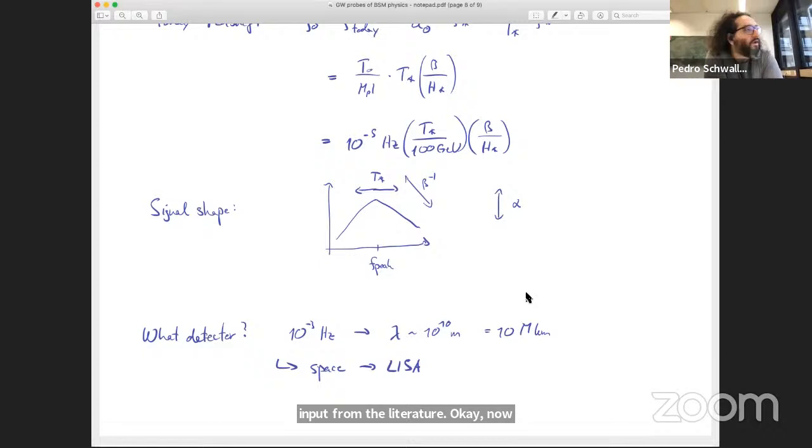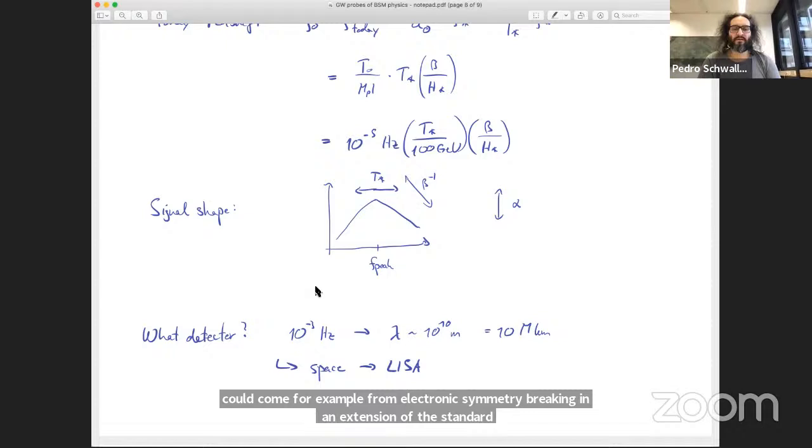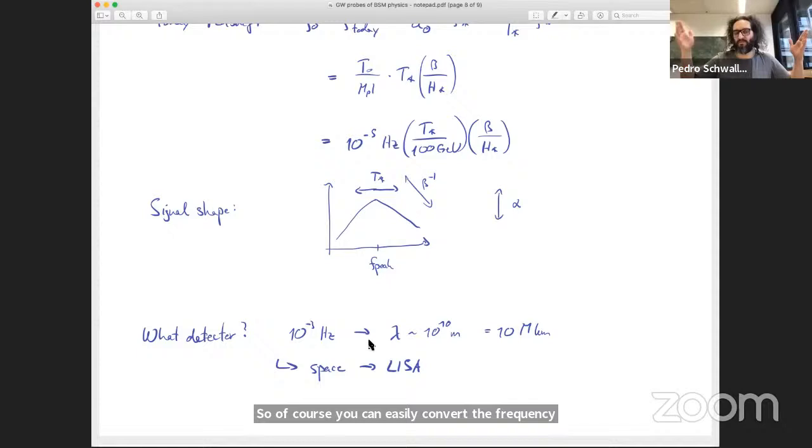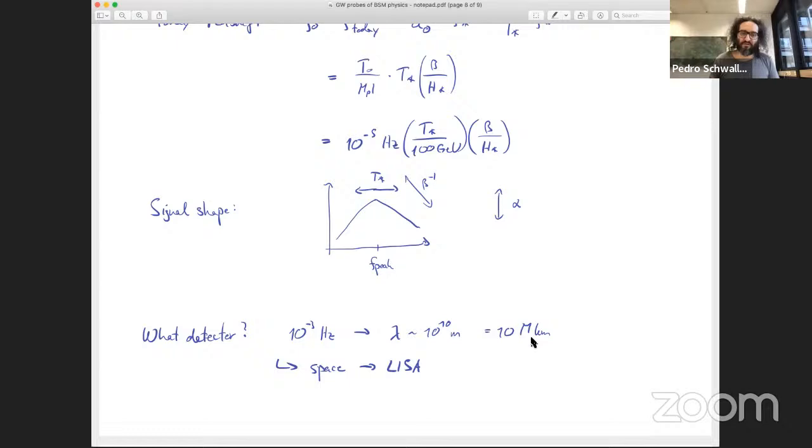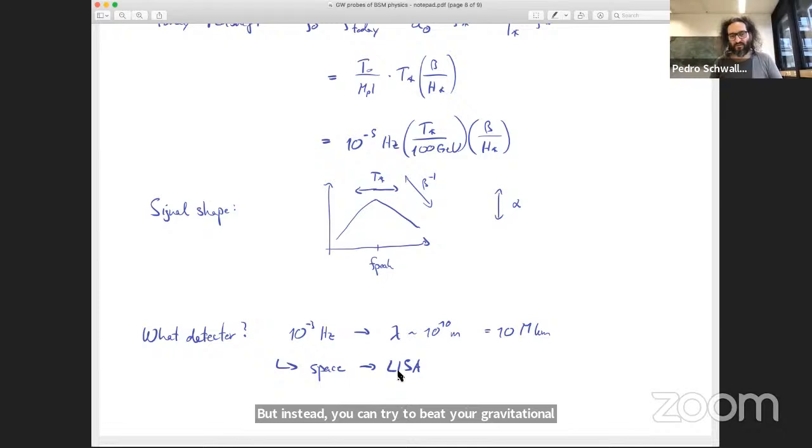Now you can ask what kind of detector you need in order to detect, for example, gravitational waves of order 10 to the minus 3 hertz. So gravitational waves that could come, for example, from electroweak symmetry breaking in an extension of the standard model. Of course you can easily convert from the frequency to the wavelength. For millihertz, it corresponds to roughly 10 million kilometers, which immediately tells you that an optimal detector will not be on Earth, because Earth is not so big. But instead, you can try to build your gravitational wave interferometer in space. And this is what the LISA mission aims to do.